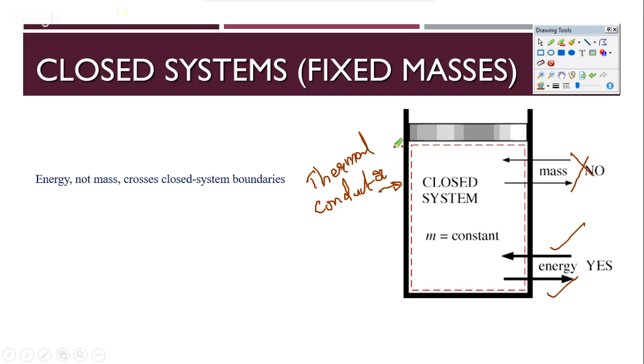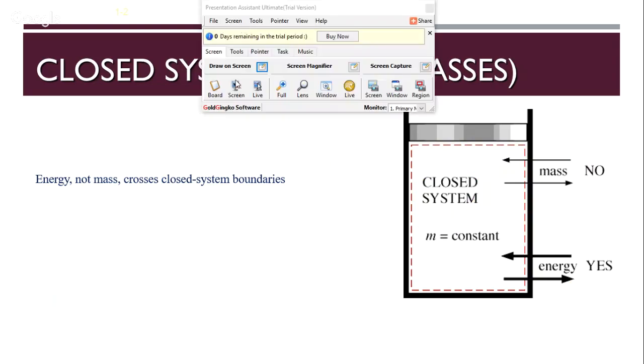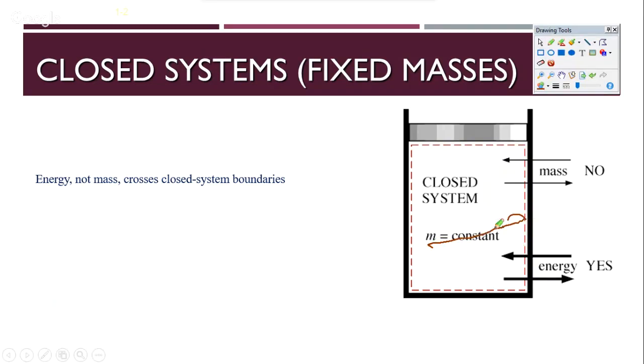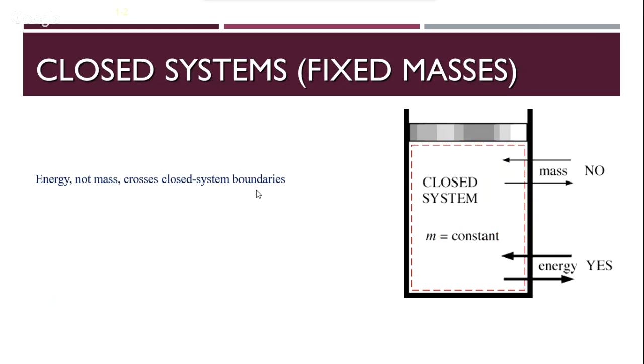When the boundary is a thermally conducting boundary, or in some cases the boundary is invisible, an imaginary boundary, in which case conduction is of course possible, in such scenarios we end up getting closed systems. In closed systems, the mass is not exchanged, and therefore the mass is always constant, and energy keeps on varying. This is the closed system, also called a fixed mass system. That is the first type of system.